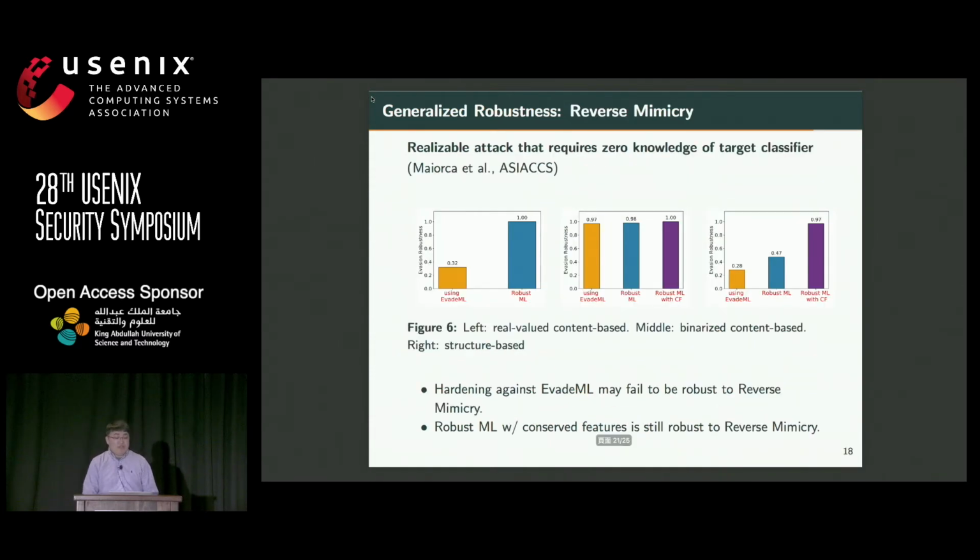We also evaluate with reverse mimicry, which is a realizable attack that requires zero knowledge of the target classifier. Thus, it works both for content and structure-based classifiers. And again, we observe results consistent with those using Mimicry Plus. That is, if we retrain a classifier with EvadeML, it may fail to be robust to other realizable attacks. However, if we defend with the feature space model anchored with conserved features, it is still robust.